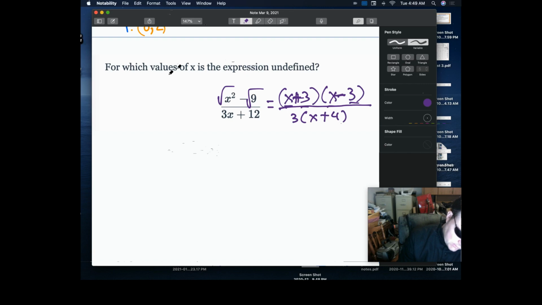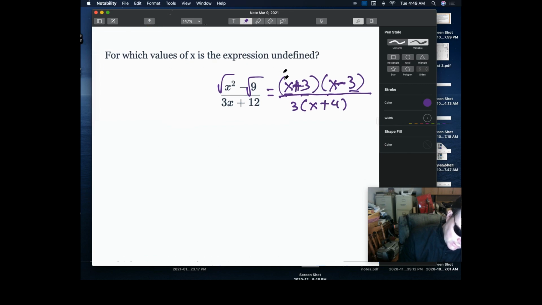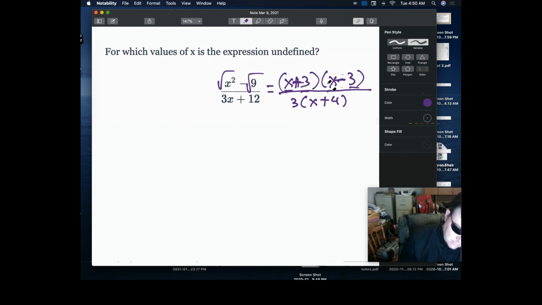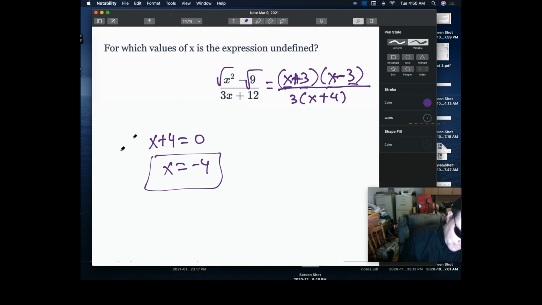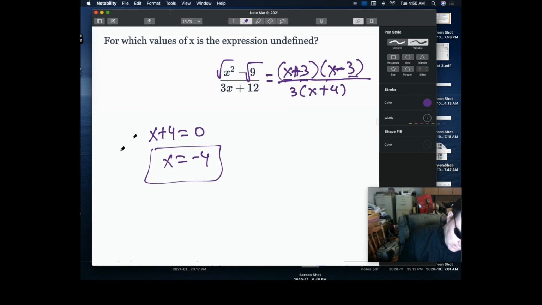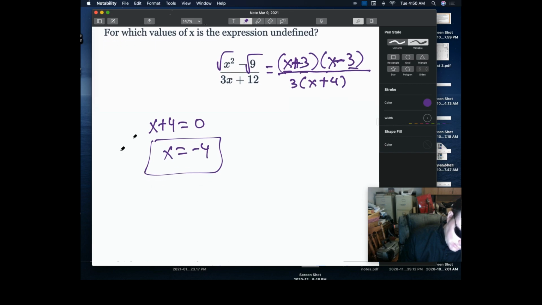Okay, so it says for which values of x is the expression undefined. So first off, notice nothing divides out. We broke it down as much as possible. Nothing divides out. We're going to take the denominator, set it equal to 0, and we're going to get x equals -4. Okay, and that is it. So when x is equal to -4, it's undefined.